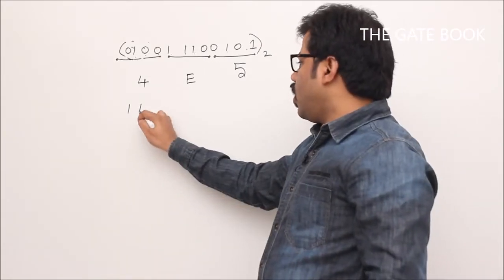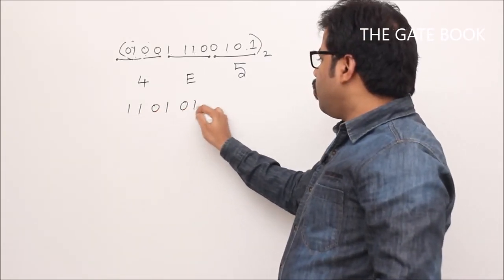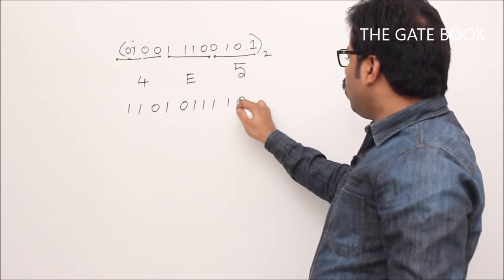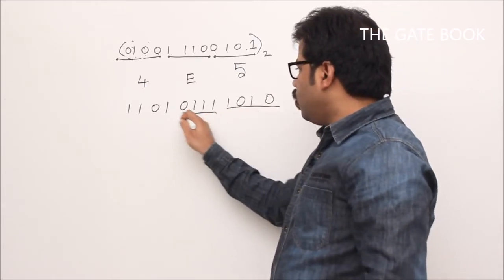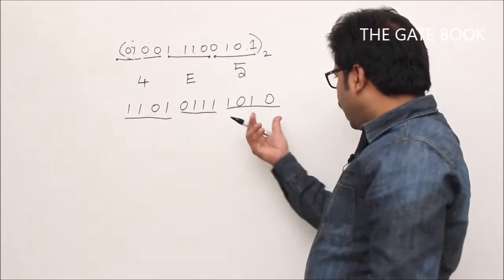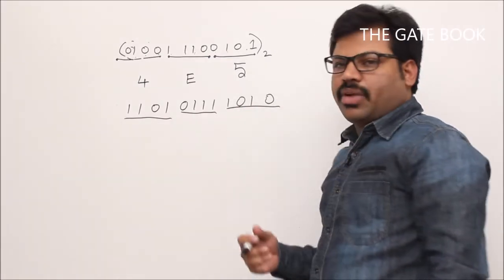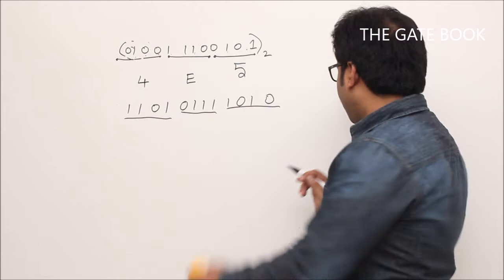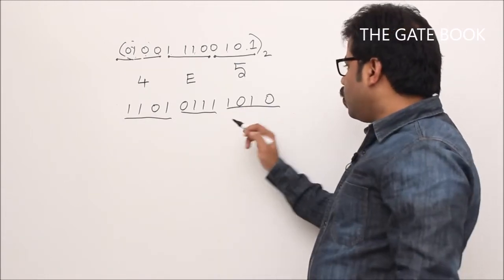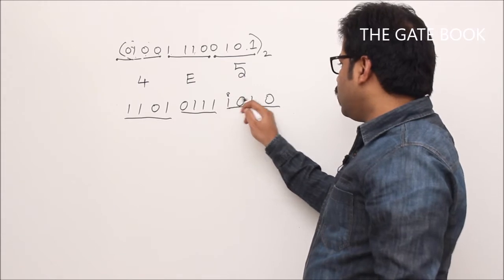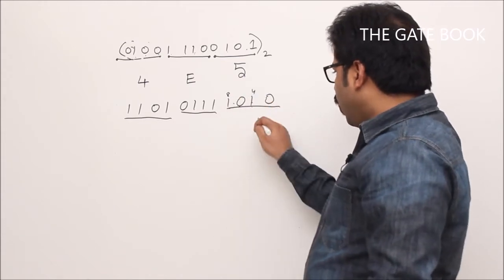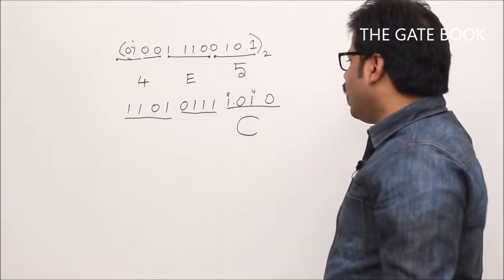One more: 1101, 0111, 1010. Let's convert this by groups. Take each group and convert that separately. For 1010 in hexadecimal, you should know the decimal value first. 2 power 0, 2 power 1, 2 square, 2 cube. This is 8, this is 4. 8 plus 4, 12. 12 in hexadecimal is C. That is the way we have to convert.